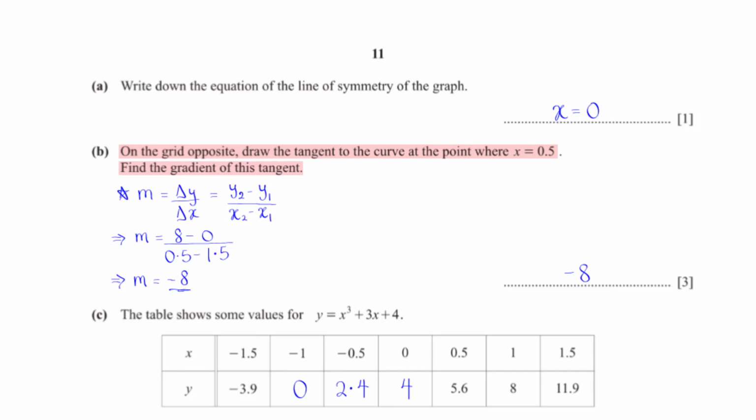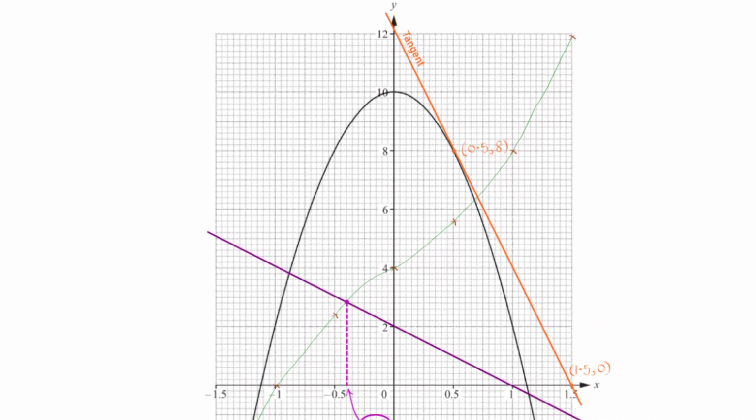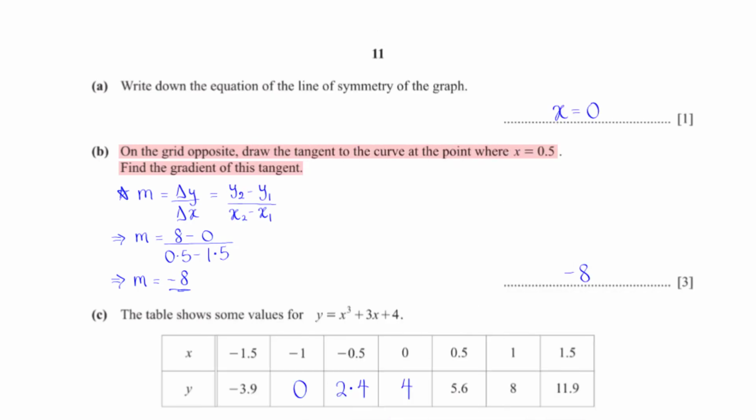Find the gradient of this tangent. On the grid, we've drawn the tangent to the graph at x equals 0.5. To be able to estimate the gradient, we need to pick 2 points on this line. Now that we have these 2 points, we can apply the gradient formula. This gives us m equals (8 minus 0) divided by (0.5 minus 1.5), which is equal to negative 8.